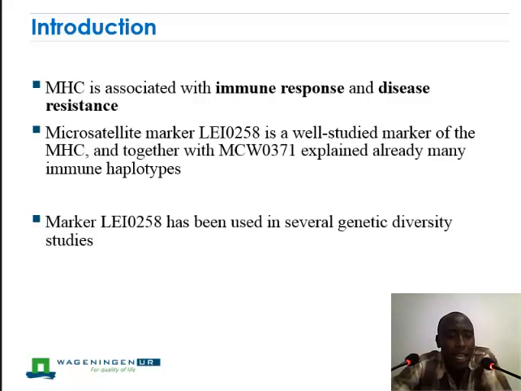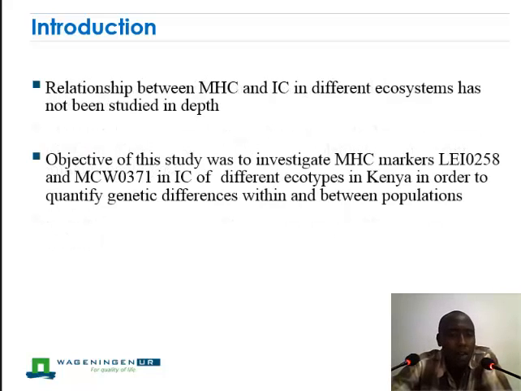Microsatellite marker LEI0258 is a well-studied marker of the MHC, and together with another marker called MCW0371, has been known to explain different immune haplotypes. The marker LEI0258 has also been used for several genetic diversity studies. However, in the Kenyan situation, the relationship between the MHC and the indigenous chicken found in different ecosystems has not been studied in depth. So the objective of this study was to investigate the MHC markers LEI0258 and MCW0371 in the different ecotypes of indigenous chicken, so that we can quantify the within and between population genetic differences.